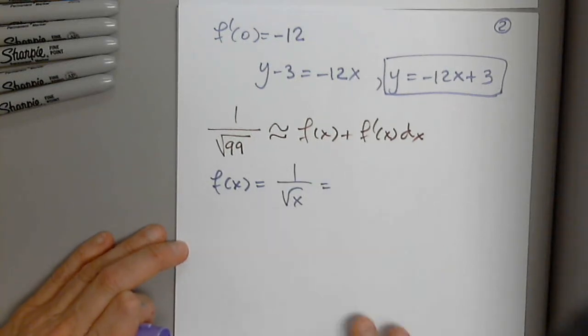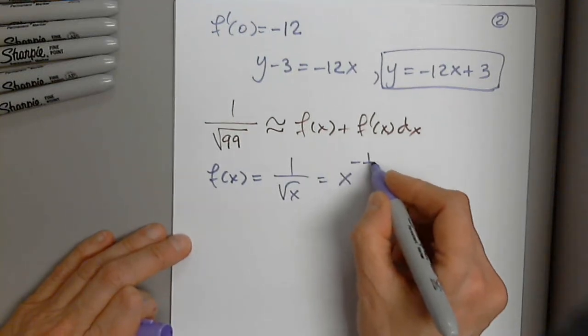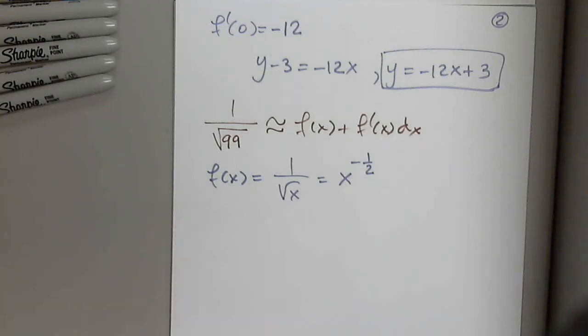Indeed. For differentiation purposes, I will write this. It's way more convenient to differentiate x to the negative 1/2 than to differentiate 1 over the square root of x. And they are the same.